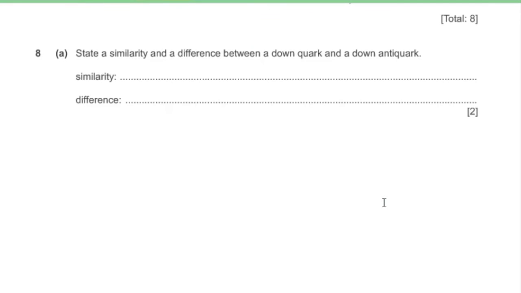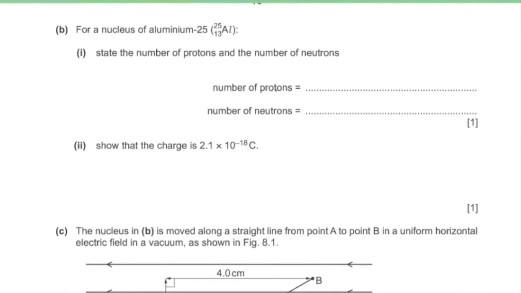Question number 8, part A: state a similarity and a difference between a down quark and a down antiquark. So they share the same mass, but they have opposite charges. Part B: for a nucleus of aluminium-25, state the number of protons and the number of neutrons. So number of protons is equal to the atomic number of the aluminium atom. That's 13, and number of neutrons is going to be the difference between the mass number and the proton number. That is 25 minus 13, which is 12.